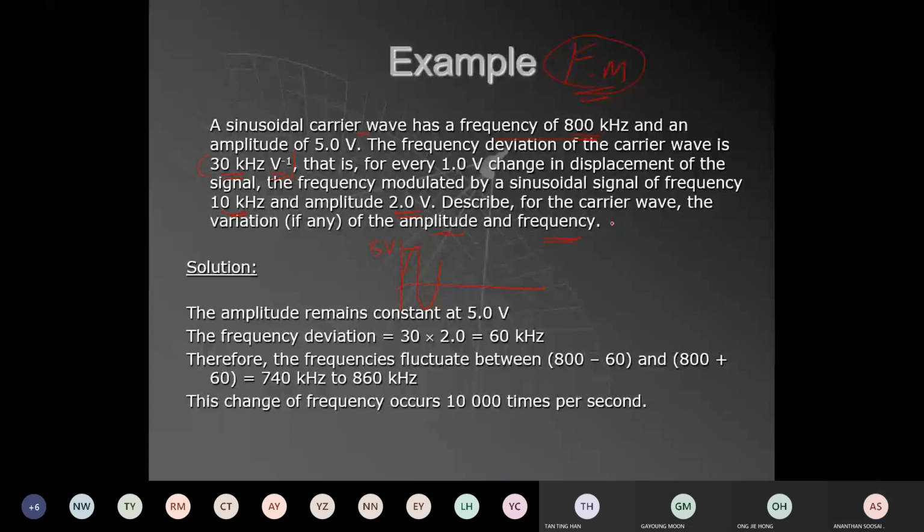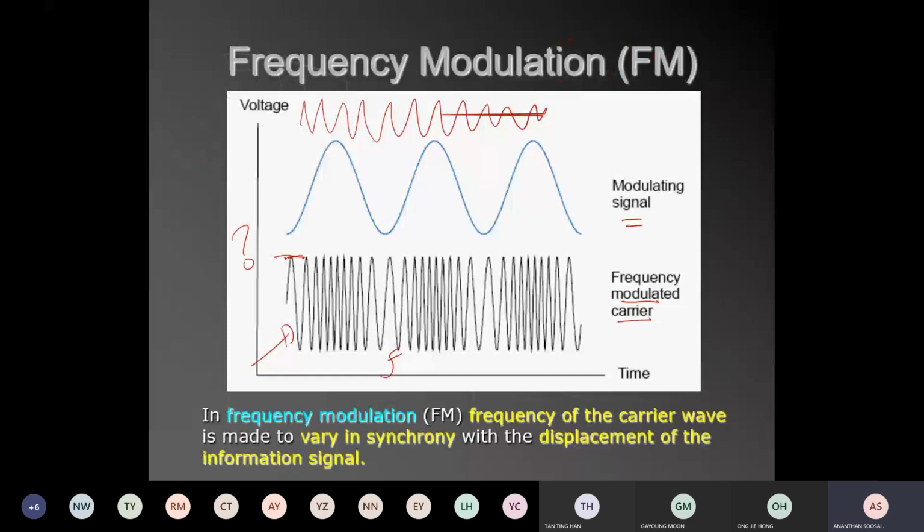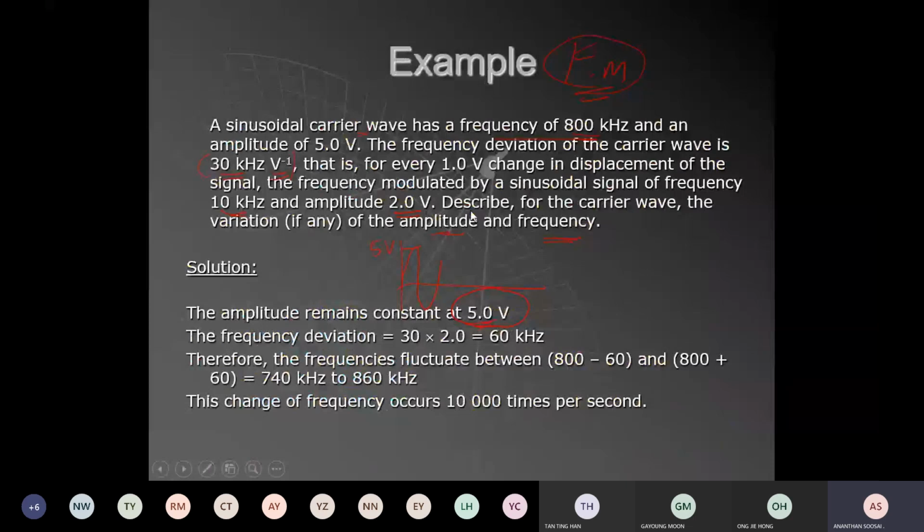So first, the amplitude remains constant. The amplitude will be 5 volt. The amplitude remains constant, 5 volt. So you go back to the signal. The amplitude doesn't change. The amplitude of the carrier is still fixed at 5 volt. The signal doesn't change the amplitude of the carrier. So the amplitude remains constant, 5 volt.